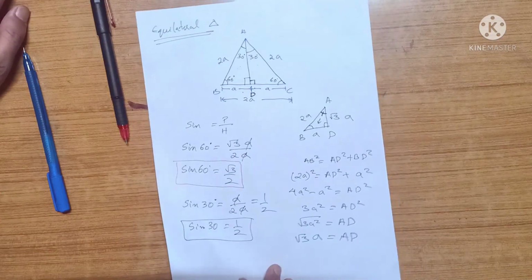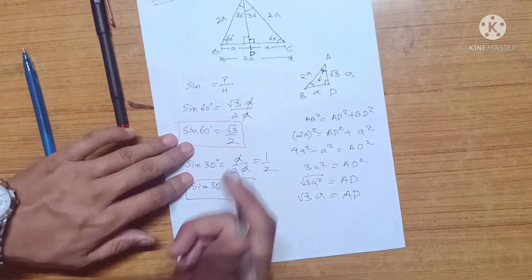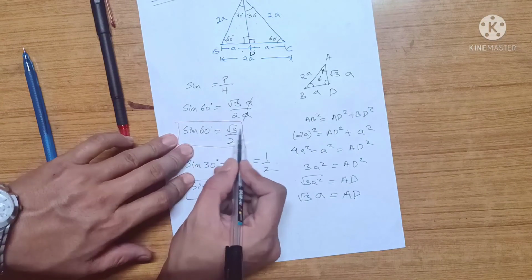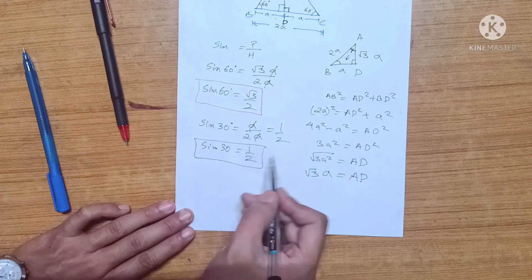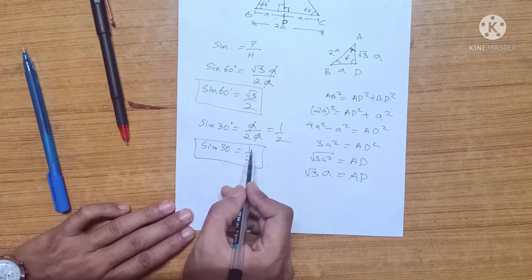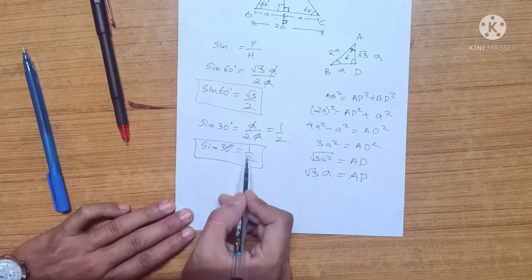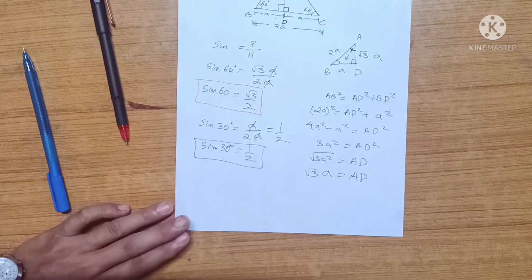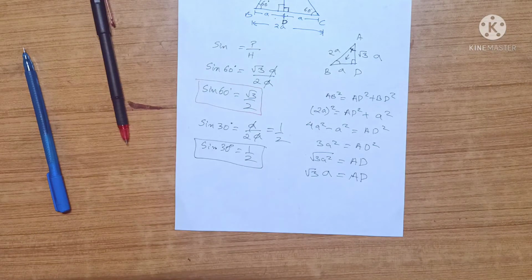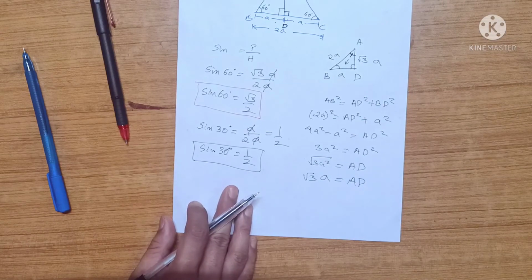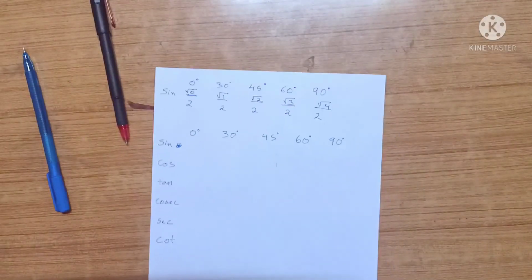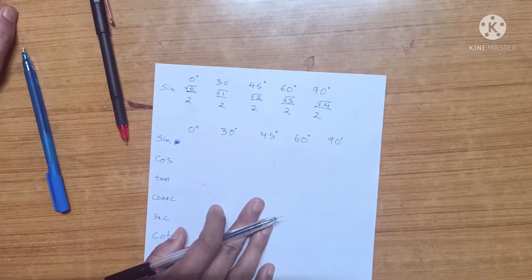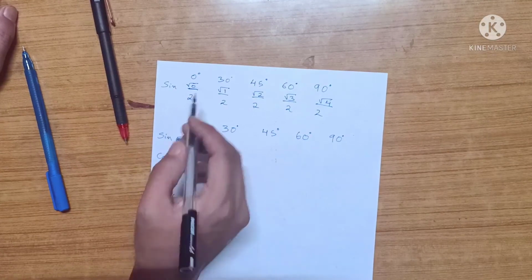For example, sine 60 degree will always be root 3 by 2 in the ratio. Sine 30 degree will always be the perpendicular to hypotenuse ratio; the hypotenuse will always be double the perpendicular, or 1 by 2. So these ratios are coming from somewhere, and those ratios you will have to memorize. Okay, so you don't have to worry about it. I'll show you a very easy method to memorize.